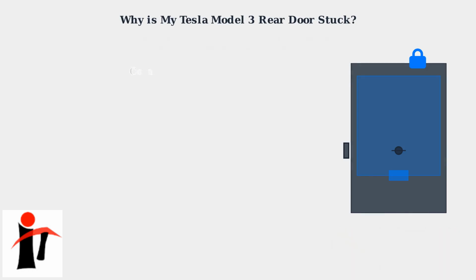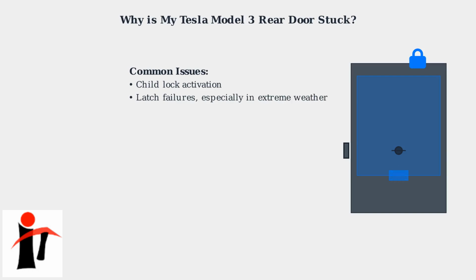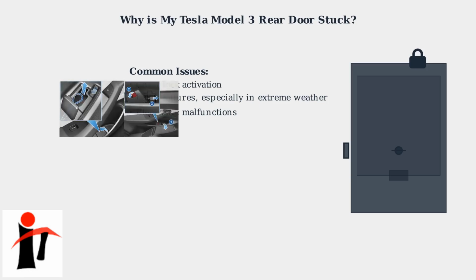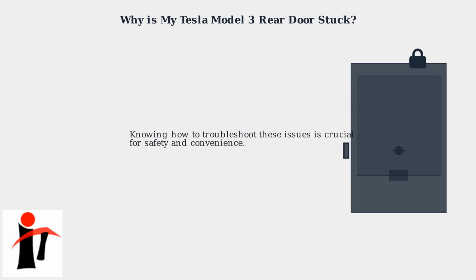Common causes include child lock activation, which prevents opening from inside for safety; latch failures, particularly in extreme weather conditions where mechanisms can freeze or jam; and electronic malfunctions in the motor-driven systems. Understanding these issues and knowing how to resolve them ensures safety and convenience for you and your passengers. In this video, we'll cover how to handle the child lock, troubleshoot the latch system, and use the emergency release.